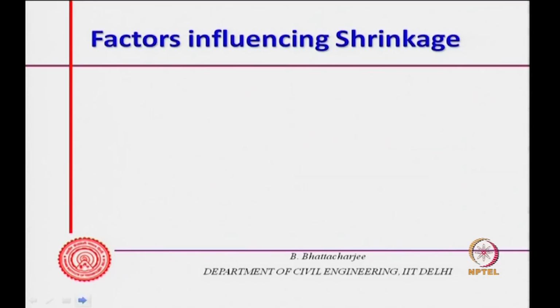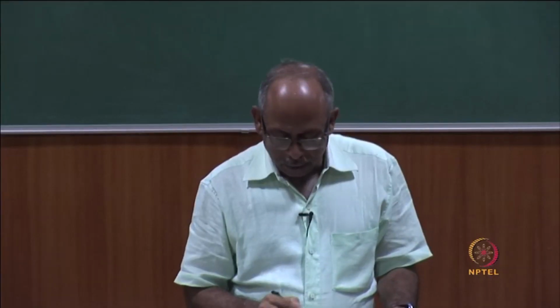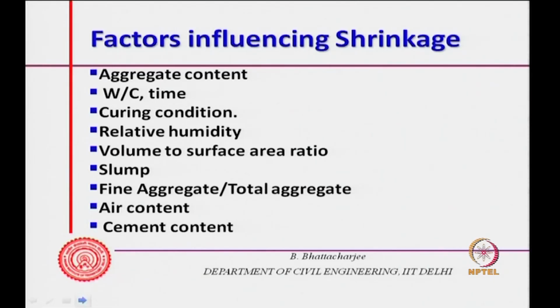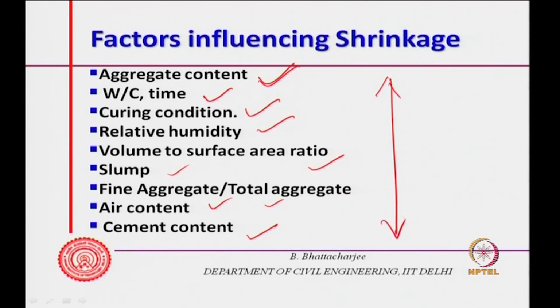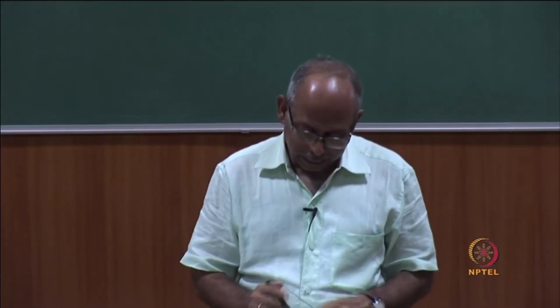Now, what are the factors that influence shrinkage? We just looked at them, and we said that aggregate content and aggregate properties will be one of the major things. Water cement ratio and time, curing condition, relative humidity, volume to surface area ratio, slump, fine aggregate to total aggregate, air content and cement content. So, all these are the factors. So many factors actually influence the shrinkage. So, we will see one by one. Let us see the effect of aggregate.